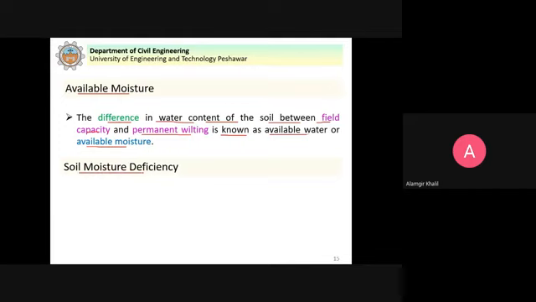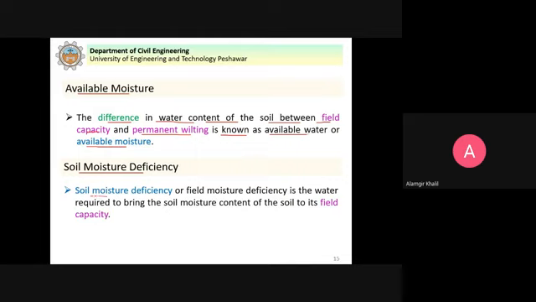Soil moisture deficiency, or field moisture deficiency, is the water required to bring the soil moisture content of the soil to its field capacity. What is soil moisture deficiency? It is the water required to bring the soil moisture content of the soil to its field capacity.